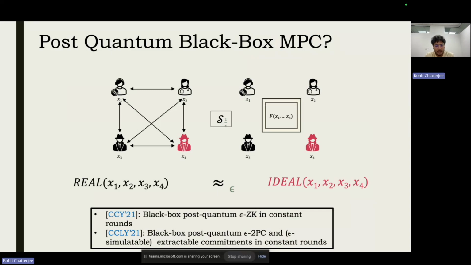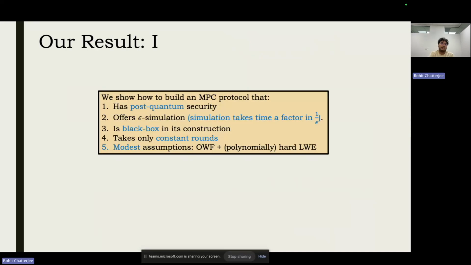And this is a pathway that has been followed by some of my co-authors also, that looks at these things. So in this work from 2021, you have a black box post-quantum epsilon zero knowledge protocol in constant rounds. So this just bypasses the negative result I showed earlier. And this was extended to a black box post-quantum epsilon 2PC and epsilon simulatable extractable commitments in constant rounds in a follow-up work, but no MPC as of yet. So this leads nicely into our results.